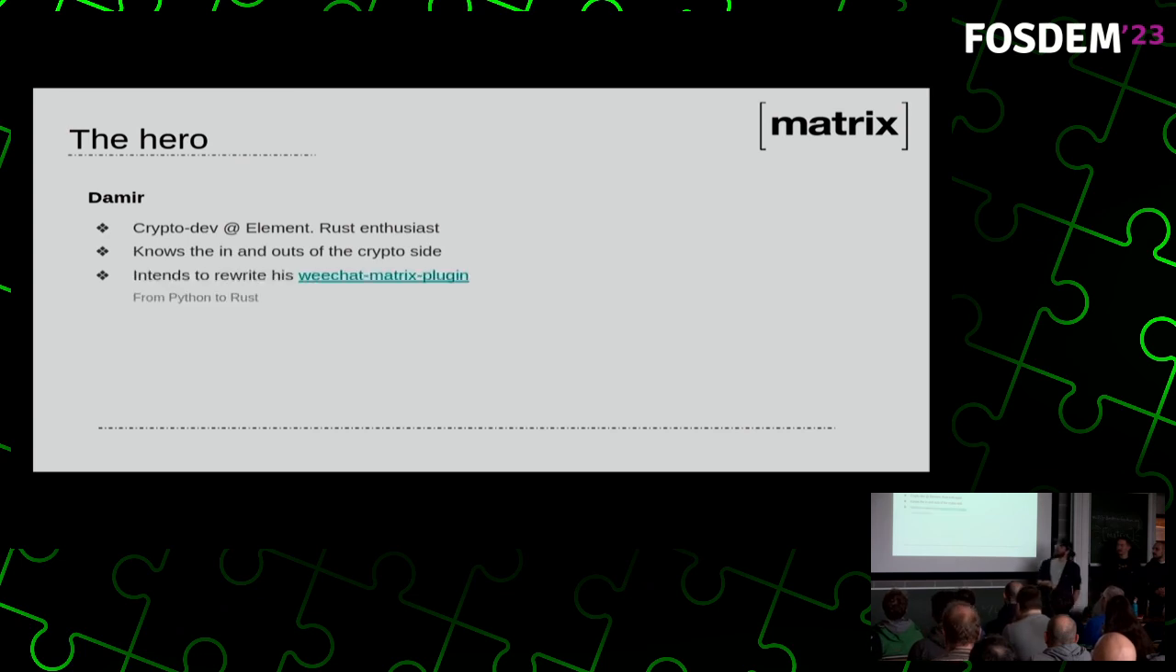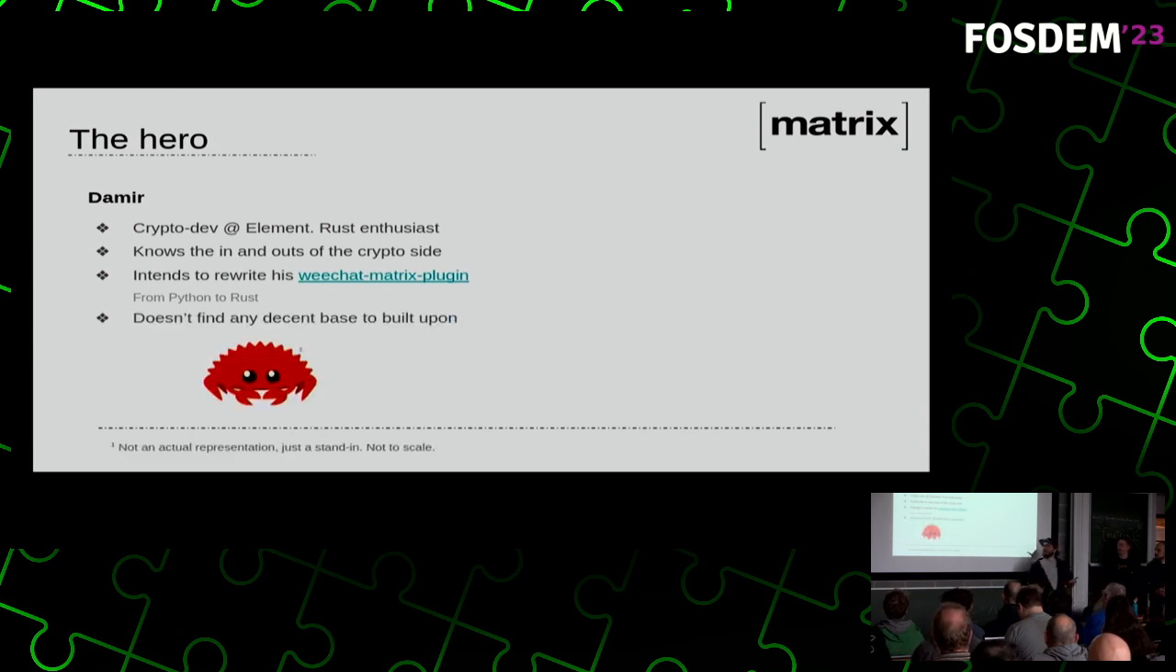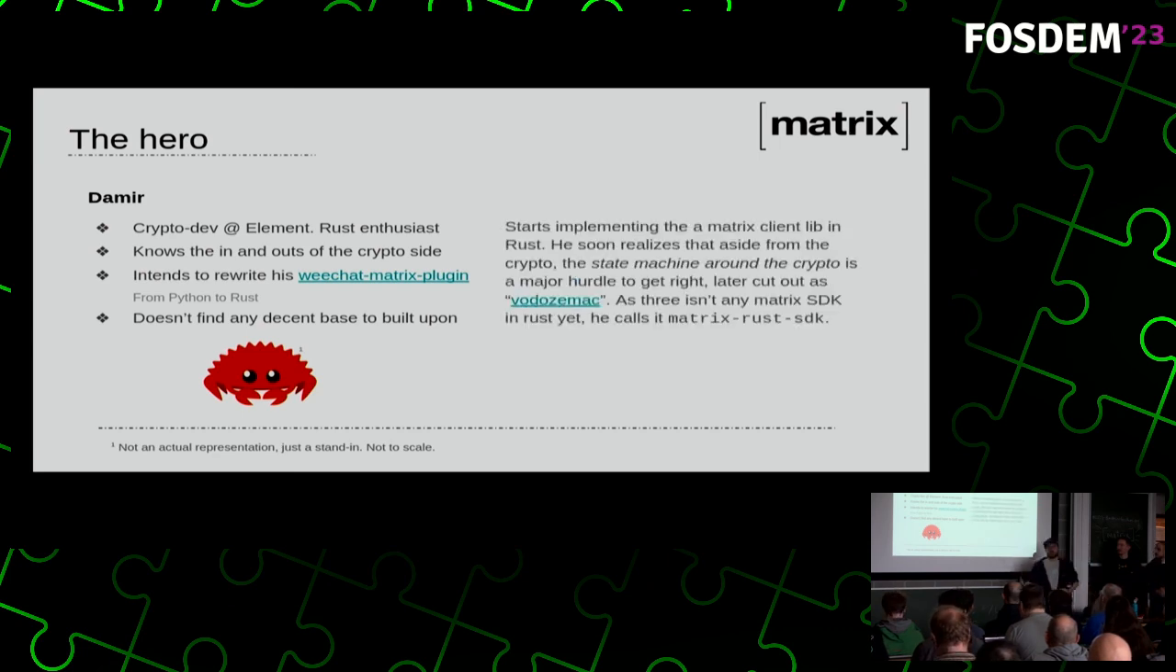He's intending to rewrite a plugin that he's using for an IRC client, which is called WeeChat, that connects to Matrix. Because of simple problems that are limitations in the Python implementation that WeeChat offers, he wants to rewrite it in Rust. But he doesn't really find a good base to build it on. This is not an actual representation, but we're going to use it for now. So he goes out and says, okay, let's write this. How hard could it be?